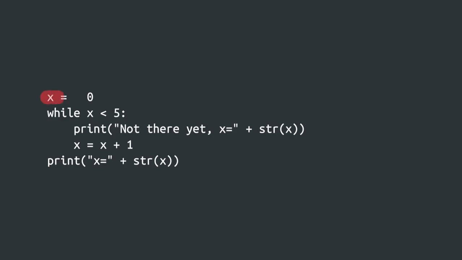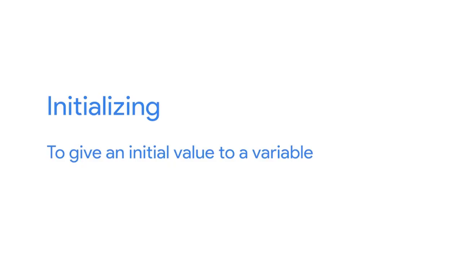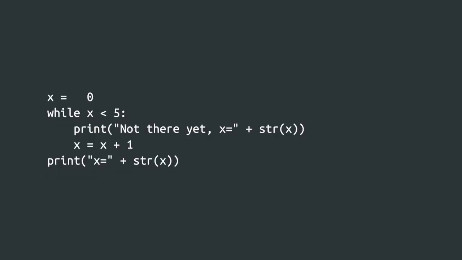In the first line, we're assigning the value of 0 to the variable x. We call this action initializing, to give an initial value to a variable. In the line after that, we're starting the while loop. We're setting a condition for this loop that x needs to be smaller than 5. Right now, we know that x is 0, since we've just initialized it, so this condition is currently true.